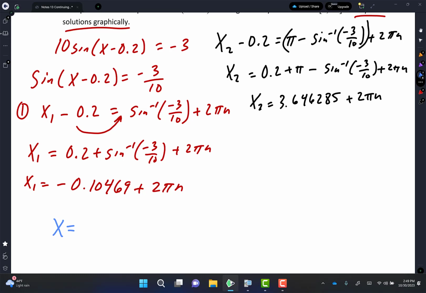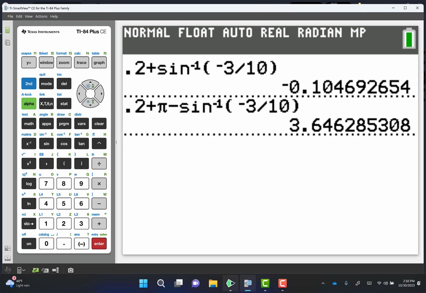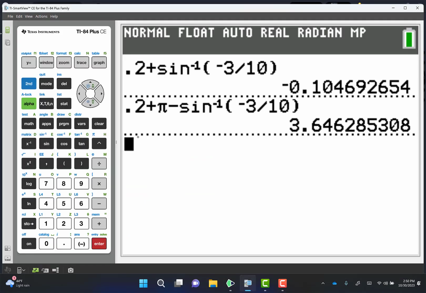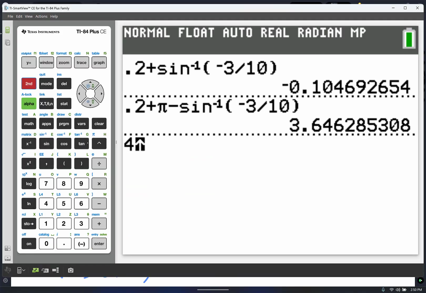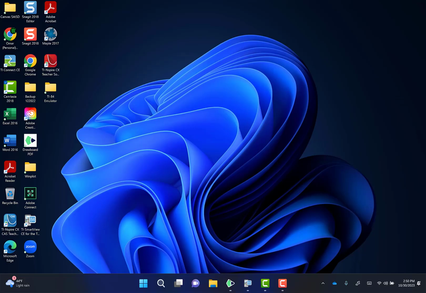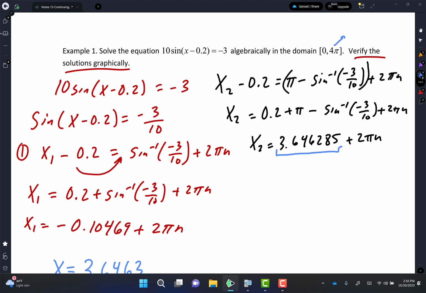X equals, the very first one is this one right here: 3.6463 if I round it, 3.646362 if it's truncated. The next one is going to come from the negative. So I go to my calculator and I'm going to add. By the way, in case you're wondering, what am I doing? I'm finding all the answers between 0 and 4 pi. So what's 4 pi? In case you want to know what 4 pi is in decimal, 12.566. I want all the answers between 0 and 12.566. So as long as you haven't gone above 12.566, it's an answer.